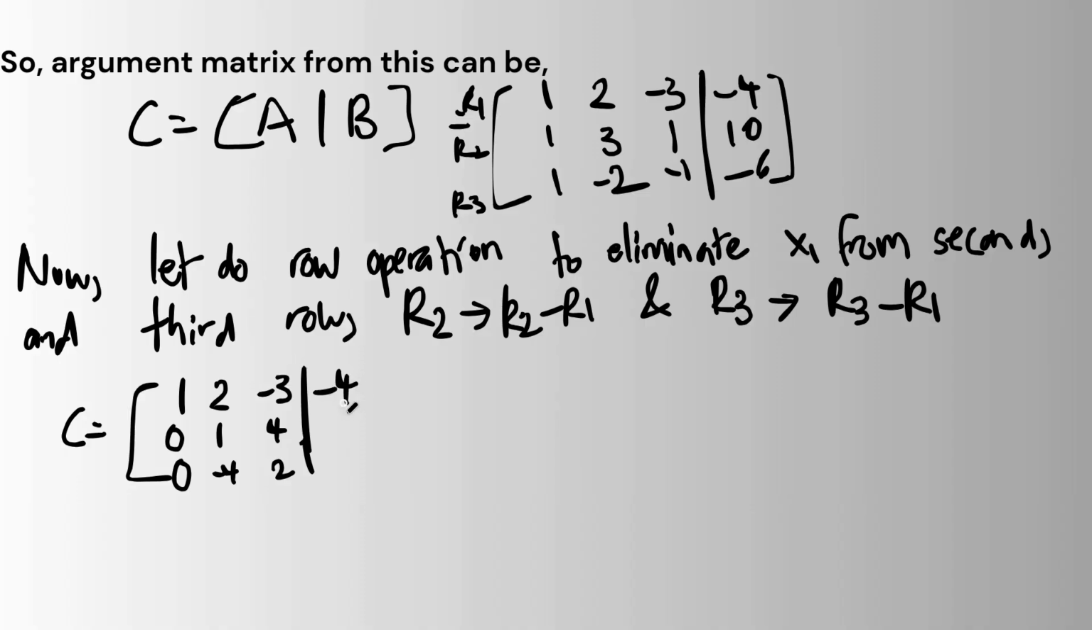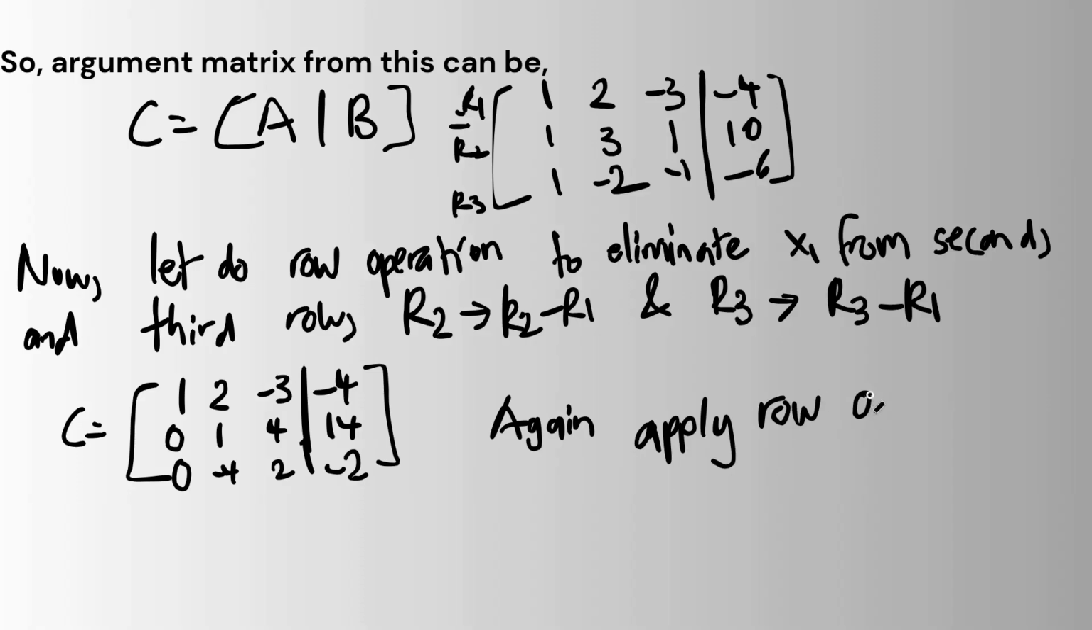Then 10 plus 4 is 14, and the third row, -6 plus 4 is -2. So it is simple, you just calculate this. Again we need to apply a row operation.